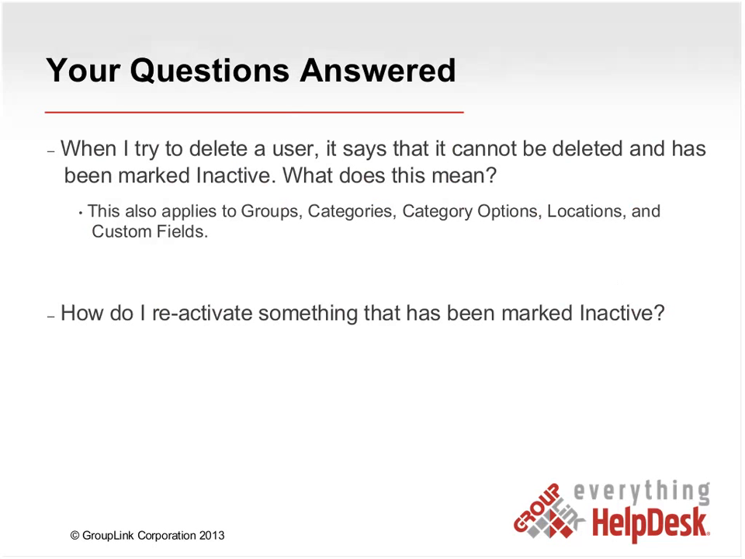Thanks, Keaton. The reason that you can't delete a group, category option, location, custom field, or a person is because they've been used in the help desk, and so that data is stored in case you ever need to run a filter or do a search to pull that information again. It does not allow you to actually delete it. It will just mark them as inactive.